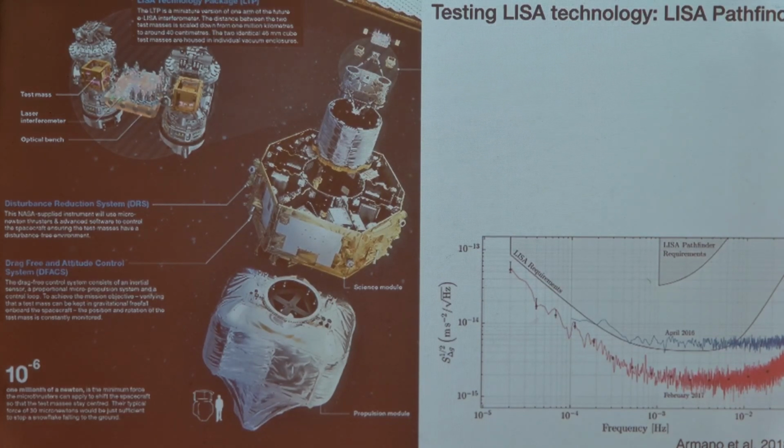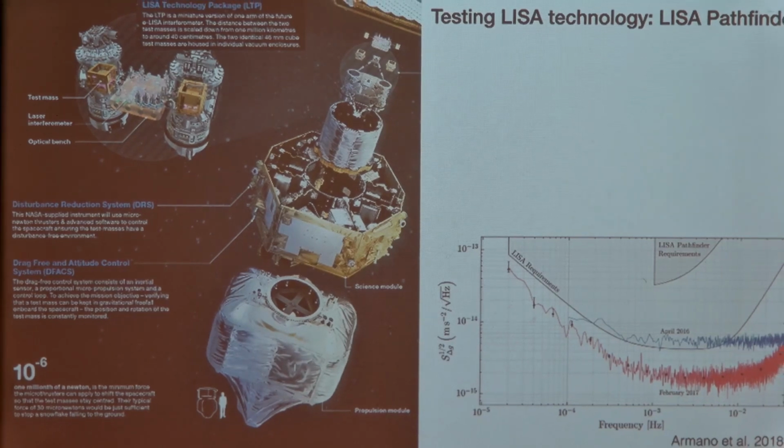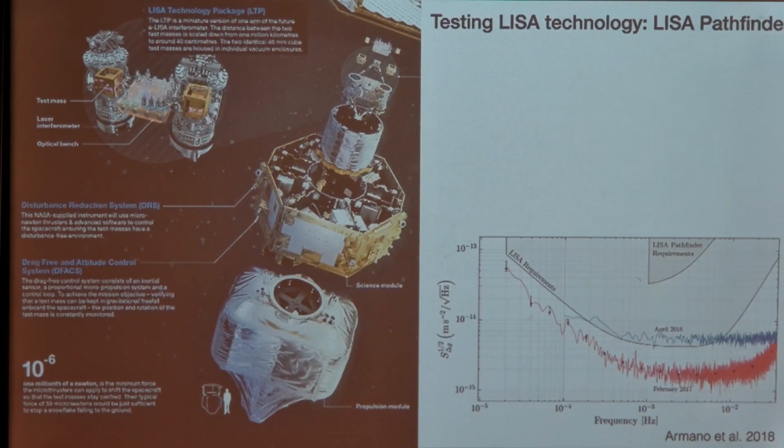So if you took exactly, to some extent, the LISA Pathfinder system and put it on LISA, or at least achieve the same performance, then you'll be fine. You don't need to demonstrate an improvement in terms of acceleration noise. This is a plot of acceleration noise as a function of frequency. What is this? It's an acceleration per square root hertz. So it's an amplitude spectrum.